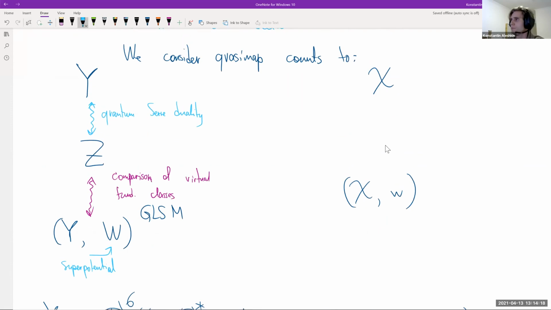So let me complete this diagram. These two are related by something called the multiple log canonical correspondence, which is for me some version of quantum Serre duality. Okay, correspondence. So I'm writing it with the same color. And the remaining part is how we relate the left-hand side with the right-hand side.